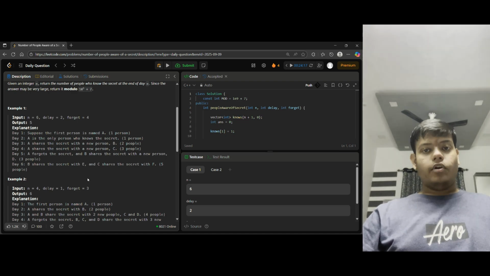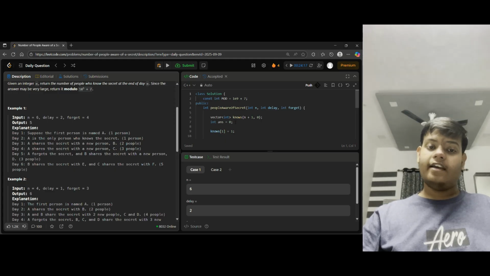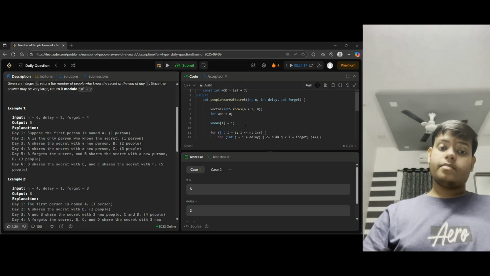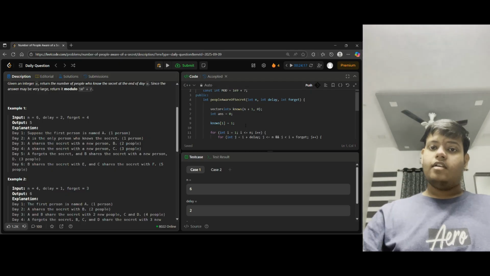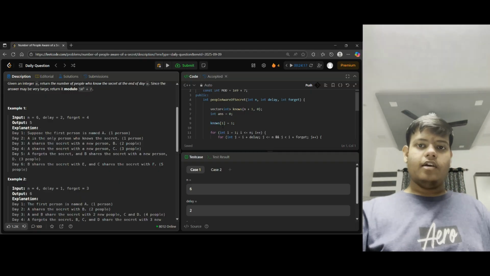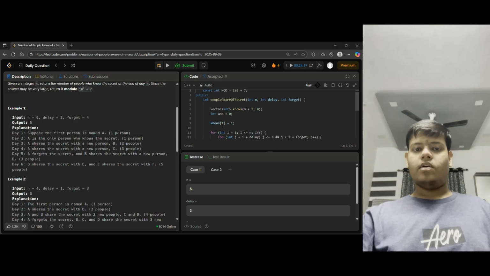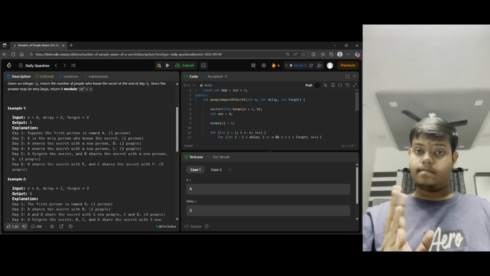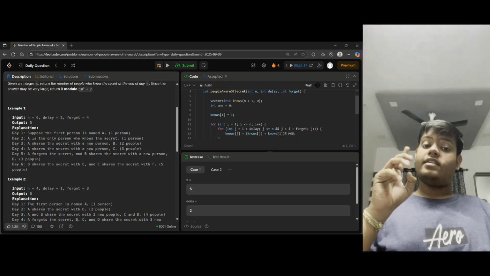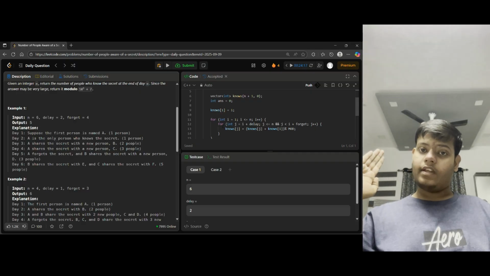So what we are going to do is maintain a vector, which I have named here as knows, and a variable answer. On day 1 only one person knows the secret, so I am going to assign knows[1] equal to 1. Then we loop over all days, from day 1 to day n.